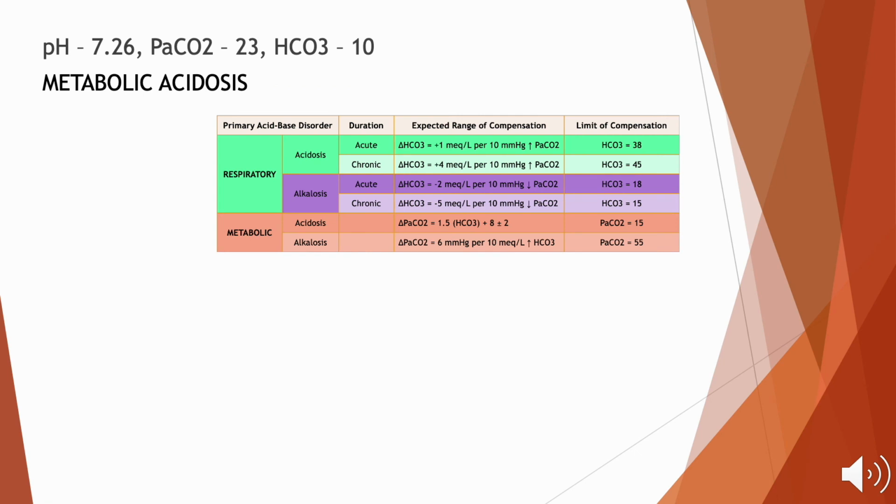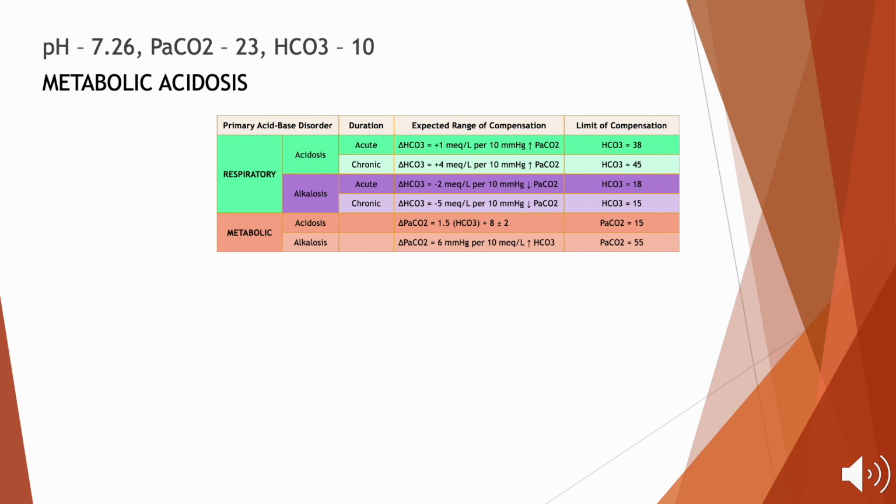In patients with metabolic acidosis, the expected respiratory compensatory response is hyperventilation, which is reflected in the partial pressure of carbon dioxide of 23. So we are going to compute for the adequacy and the appropriateness of the compensation of the respiratory system. And we are going to use Winter's formula.